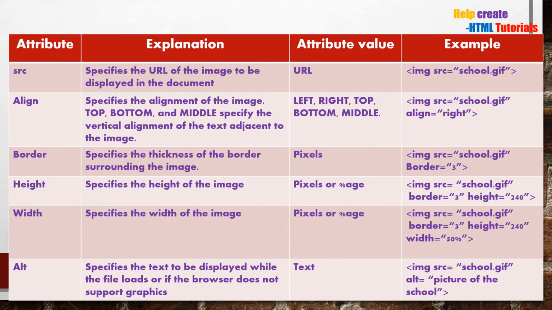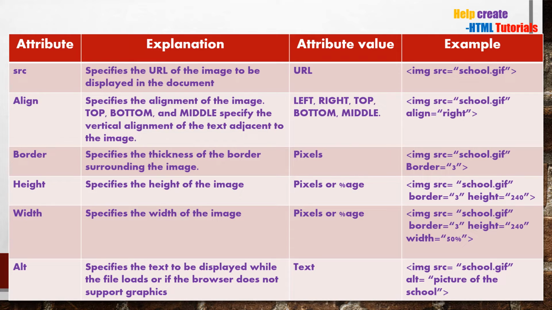So here we have a table about the attributes, explanation, attribute value and examples. So src specifies the URL of the image to be displayed in the document. URL is the attribute value and the example is img src equal to school.gif. Align specifies the alignment of the image: top, bottom and middle. Specifically, the vertical alignment of the text adjacent to the image: left, right, top, bottom, middle. So the example is img src equal to school.gif, align equal to right.